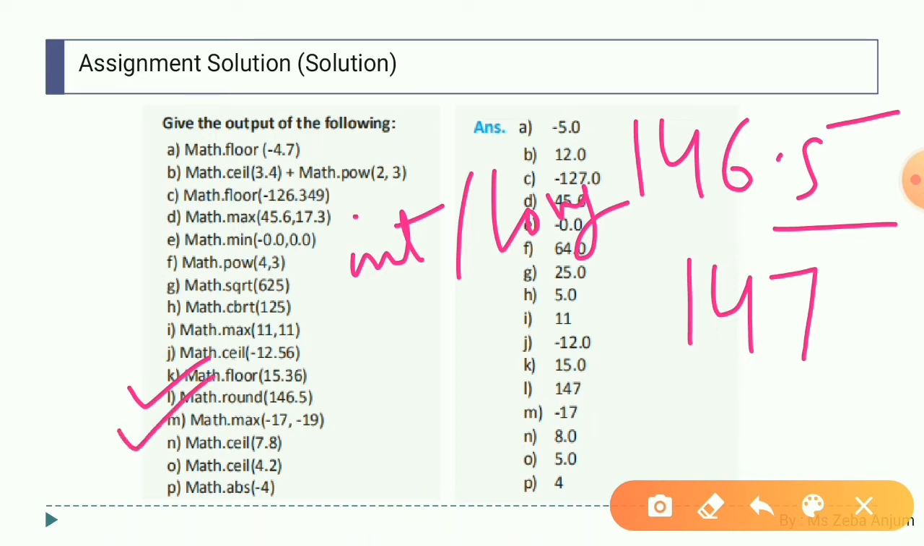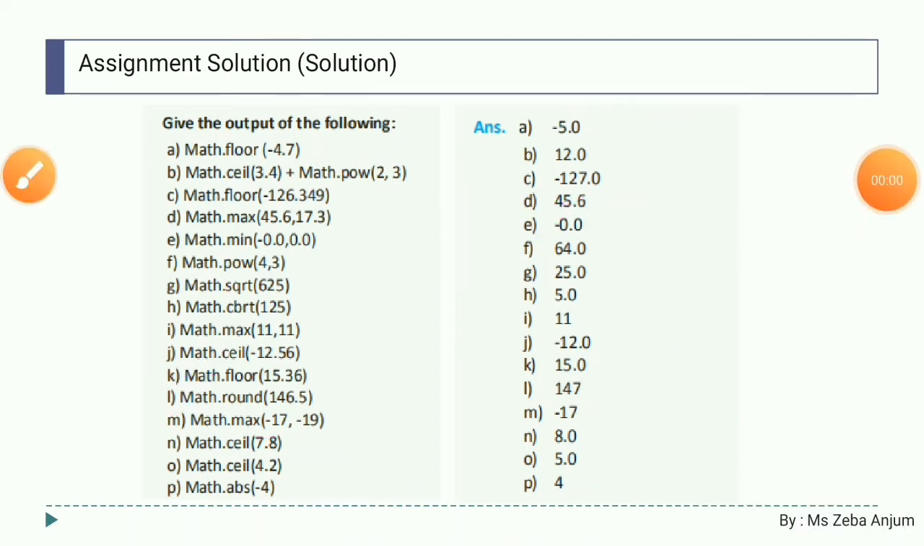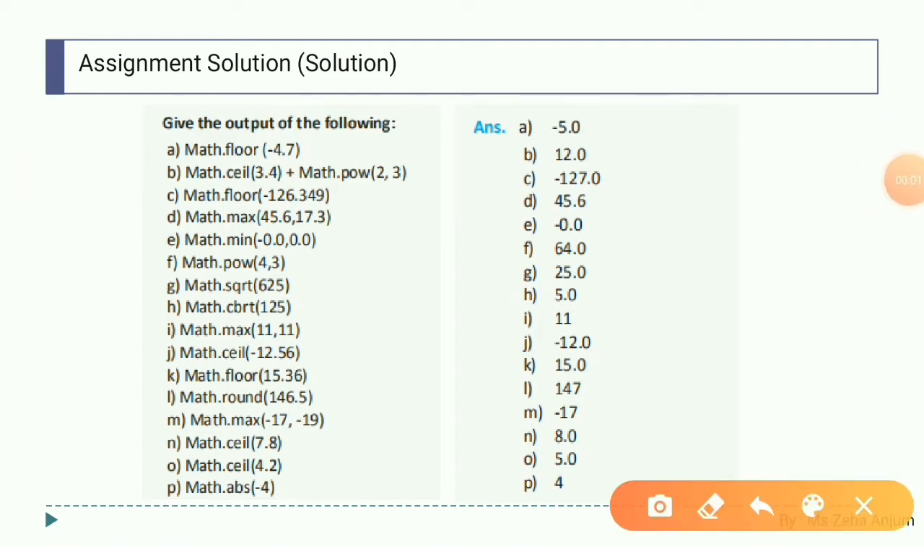For the M part, you have to find out the maximum amongst minus 17 as well as minus 19. Clearly, minus 17 is the maximum one. And the return data type depends on the nature of the arguments that you are using. Now see the N part. This Math.ceil(7.8). Again, it is going to give you the higher value, hence 8.0 you will be getting. For the O part, again, you will be getting the highest value, so 5.0 is the output.